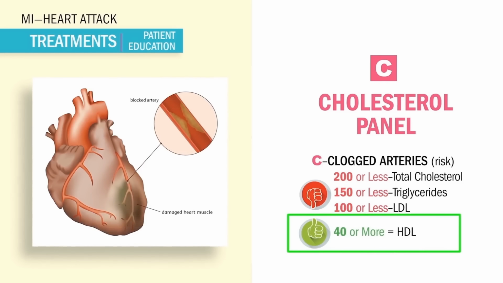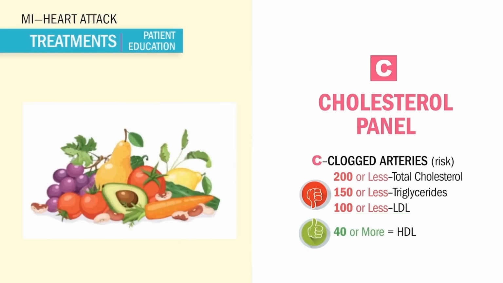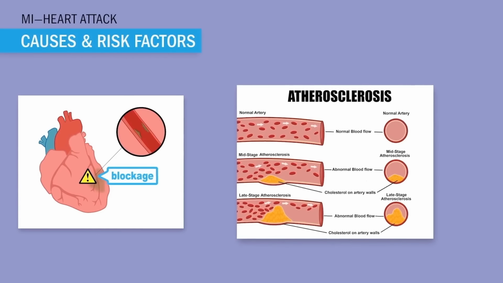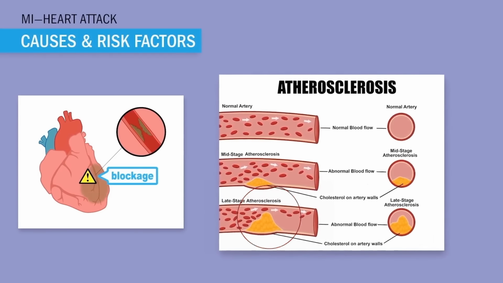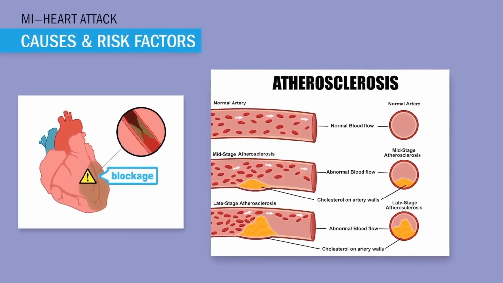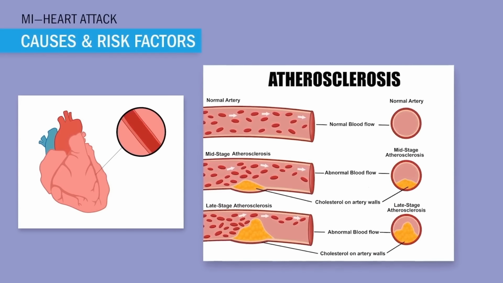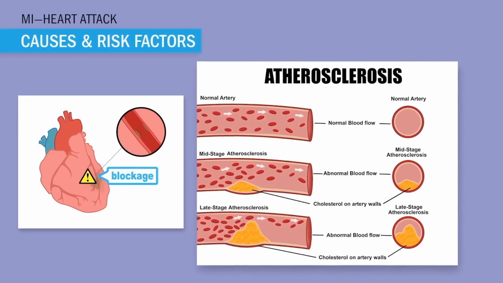The only ones that should be high, over 40. So HDLs help get rid of the bad cholesterol. And also, eating fiber found in fruits and veggies can help clean out that cholesterol. Now, what causes this narrowing? Well, fatty deposits called plaque develop on the walls of the coronary arteries, narrowing the vessels, which makes it harder for oxygen to get to the heart muscle.